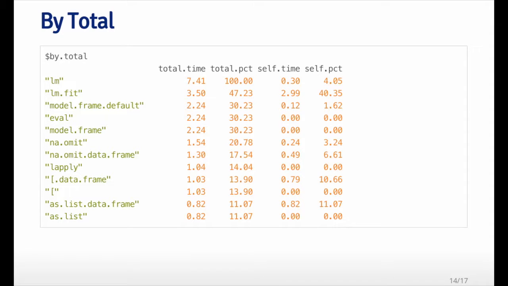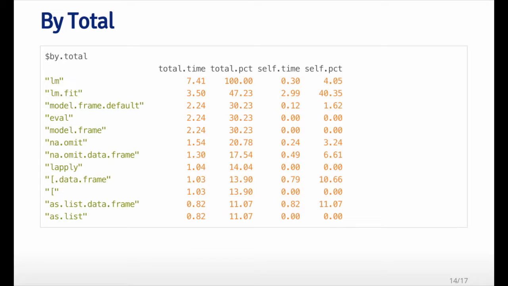So here's an example of some output in the by.total format, and you can see very clearly at the very top that 100% of the time is spent in the lm function. The total time was 7.41 seconds for this run, and all of it was spent in lm, of course, because lm was the top-level function. But you can see that the second place winner was the lm.fit function. I mentioned lm.fit is where a lot of the computation occurs, and that was 3.5 seconds, so about half of the time was in that function.